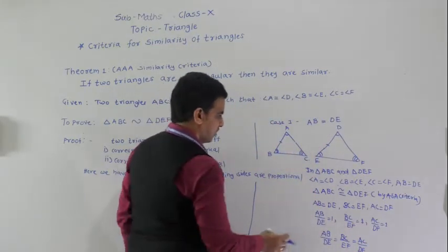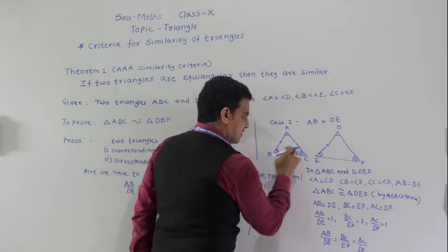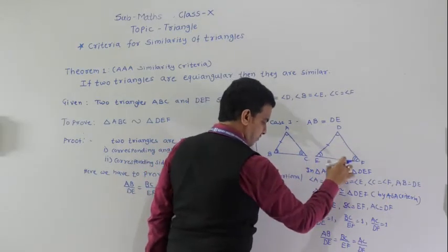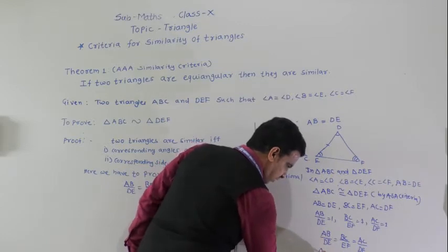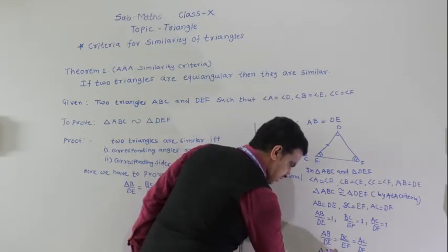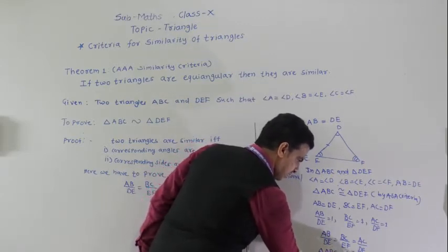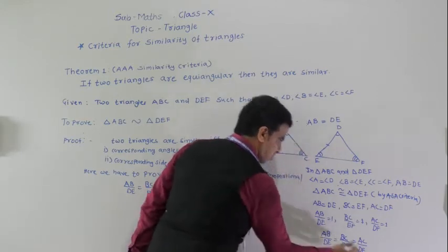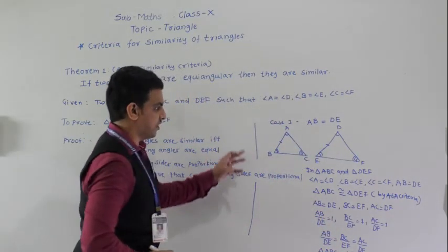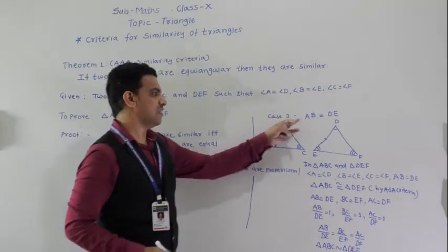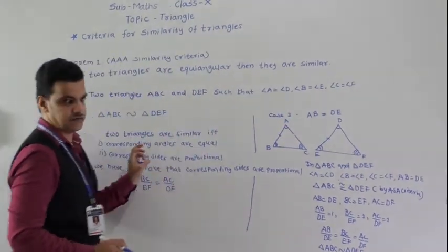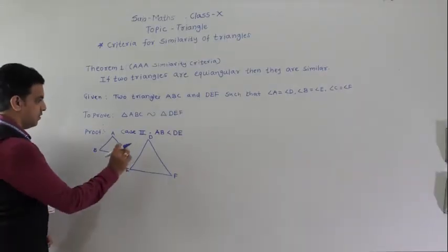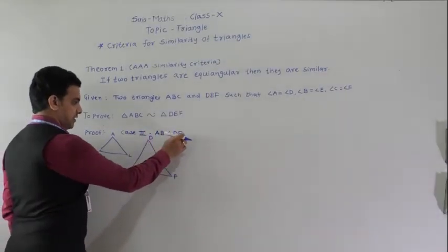Okay, so here angles are equal, we are taking angles as equal and we are showing here sides are in proportion, therefore triangle ABC is similar to triangle DEF. So this is case first. Now I am considering case second, that is AB less than DE, and case third, that is AB greater than DE. Okay, case second, we have taken AB less than DE.